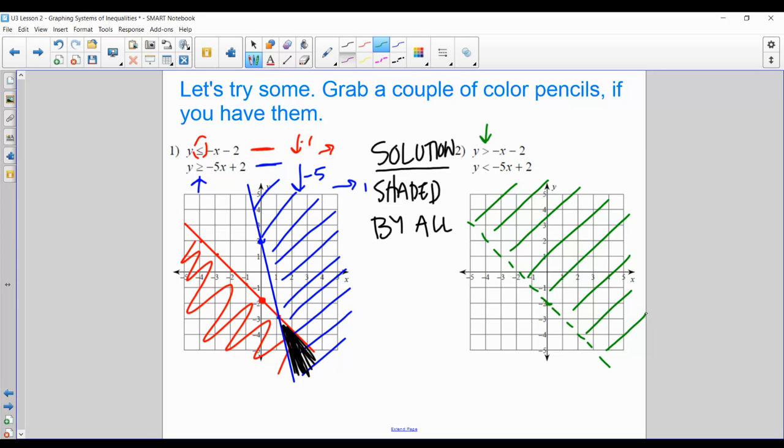And then do the other one in purple here. So again, same line, start with a y-intercept at 2, go down 5 over 1. Also going to be a dashed line. And that says y is less than, so I'm going to shade below. So now my solution is going to be the part that is shaded both in green and purple. So it's going to be this wedge right here.